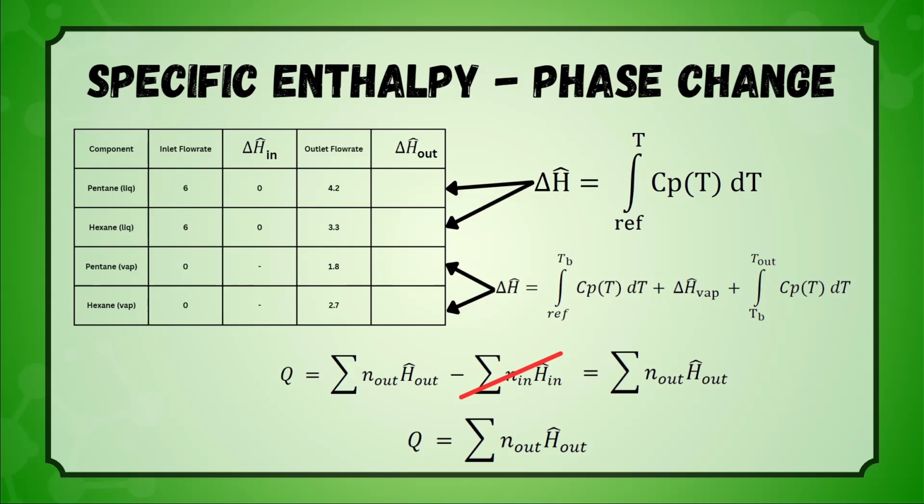Finally, we can calculate the rate of heat transfer. Since we are using inlet conditions as the reference, the inlet terms cancel out and we are left with the heat transfer rate shown here, which we can now implement into Excel.